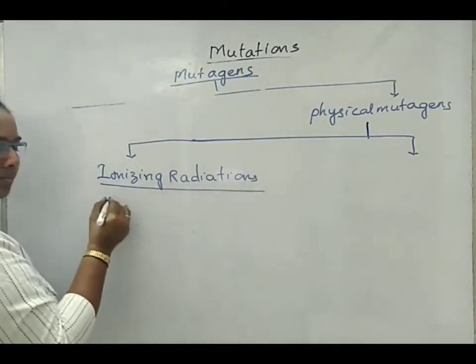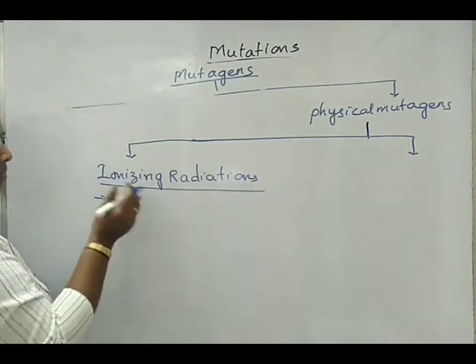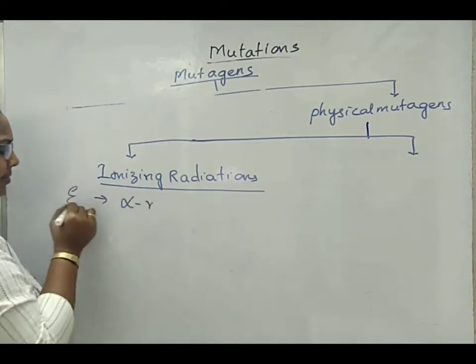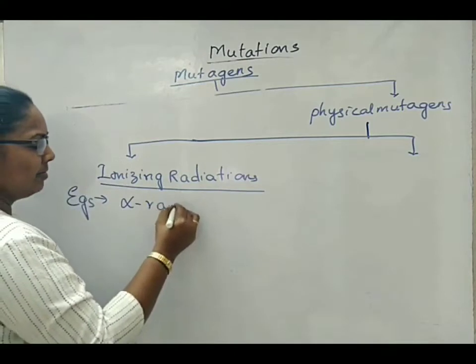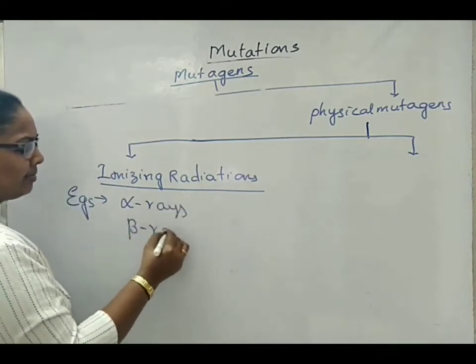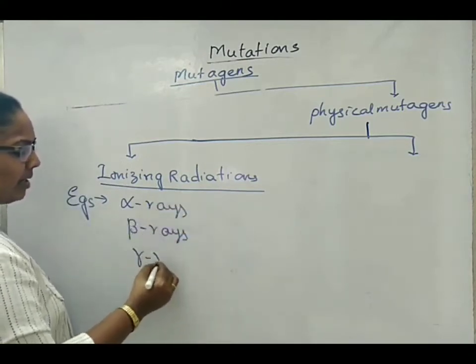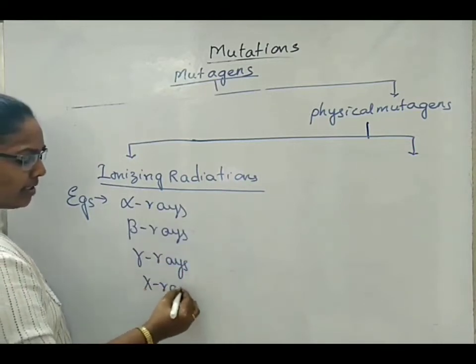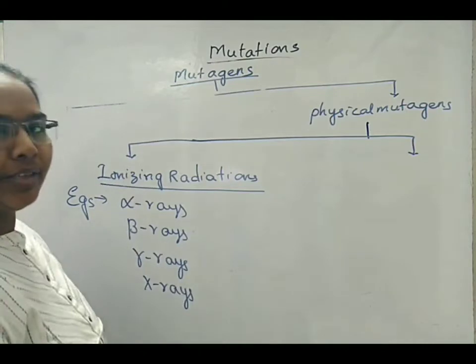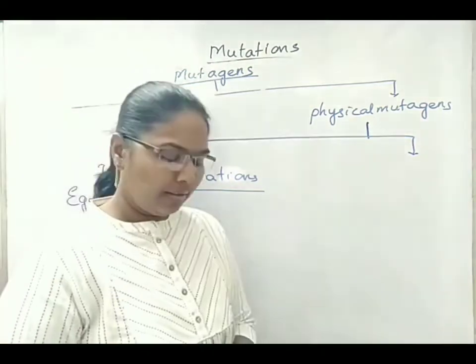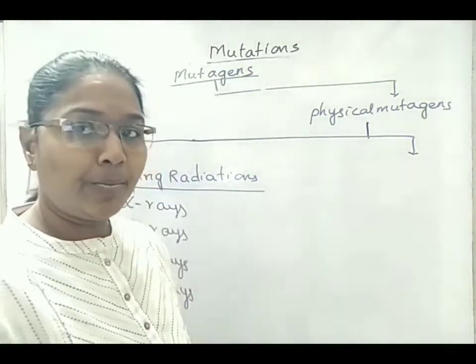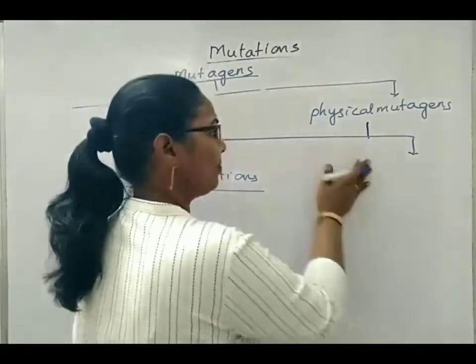So, as examples of ionizing radiations, we can take alpha rays, beta rays, gamma rays. Next, X-rays also we can consider under ionizing radiations. As I have said, they cause ionizing of even very small particles like atoms.